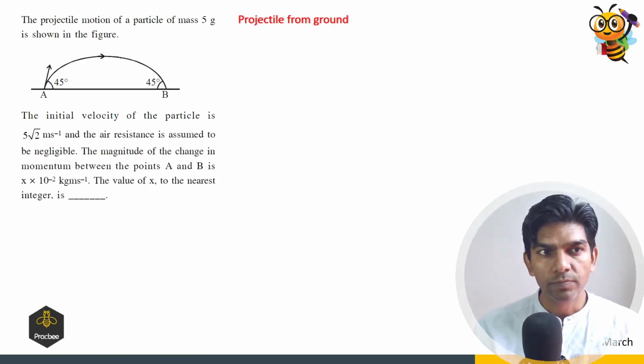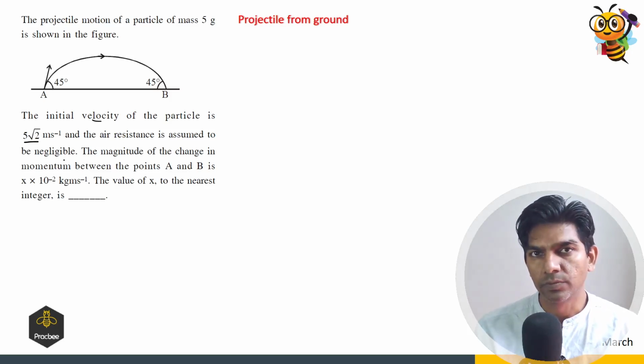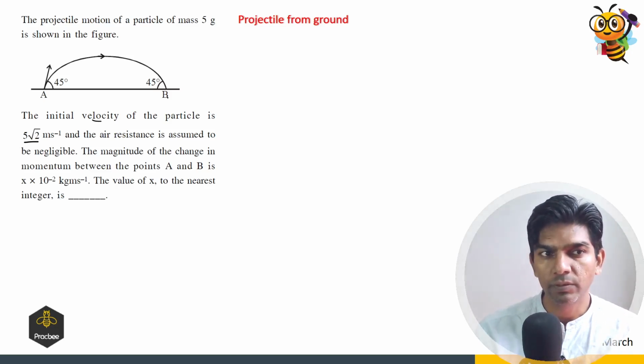Now let us see this question. A projectile motion of a particle of mass 5 grams is shown in the figure. The initial velocity of the particle is 5 root 2 meters per second and the air resistance is assumed to be negligible. The magnitude of the change in momentum between the point A and B is x into 10 raised to power minus 2, the value of x to the nearest integer. So we have to find the change in momentum between B and A.